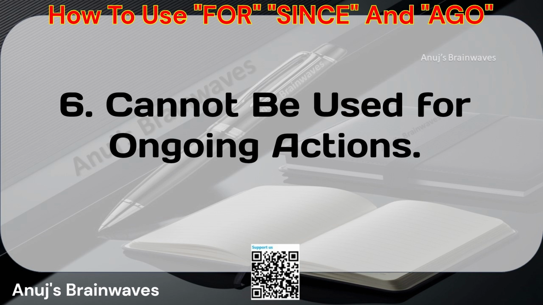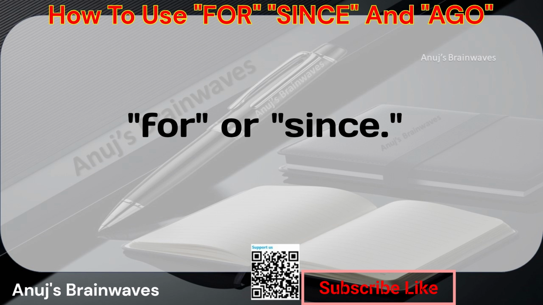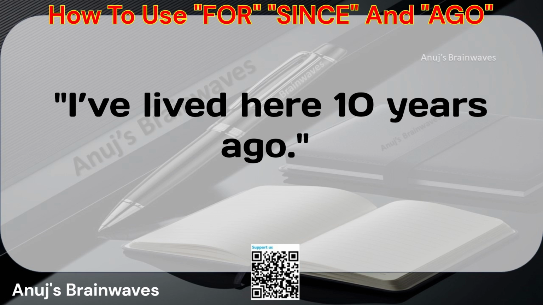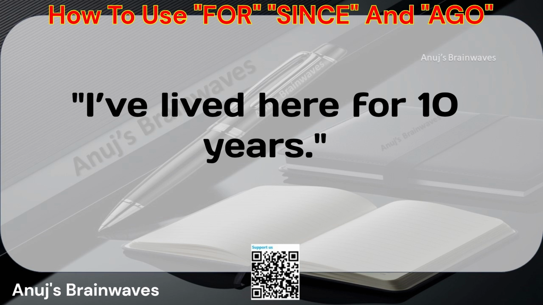6. Cannot be used for ongoing actions. Ago cannot be used for actions that are still happening or have continued to the present. Instead, you'd use for or since. Incorrect: I've lived here 10 years ago. Correct: I've lived here for 10 years.